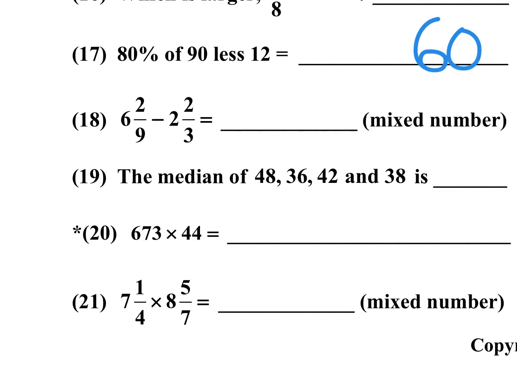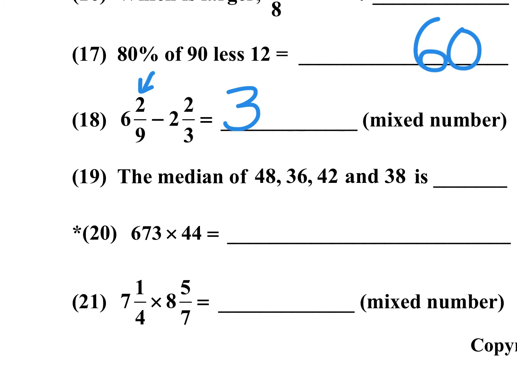Okay, number 18. 6 2/9 minus 2 2/3. When you subtract 2/9 minus 2/3, you're going to have to borrow. So that 6, I'm going to make it a 5. 5 minus 2, I know I have an answer of 3. And then I borrow 1, which is 9/9. So I'm going to add 9/9 here to this 2/9. So that's 11/9.